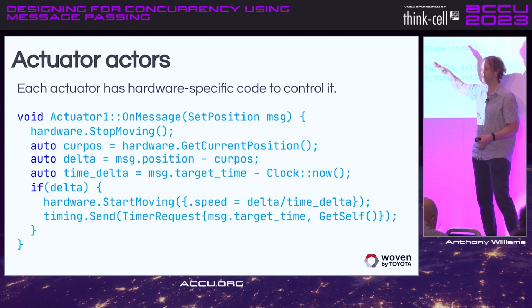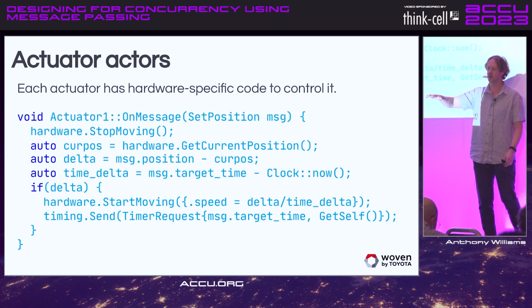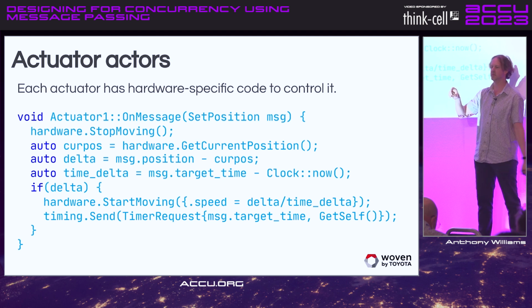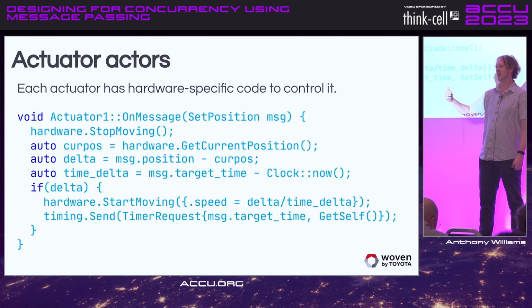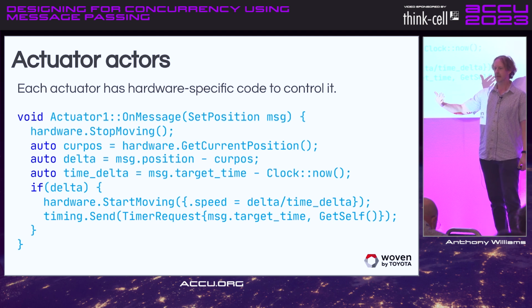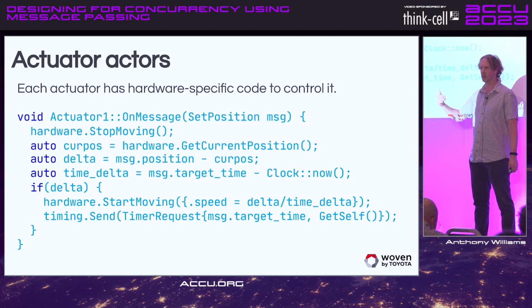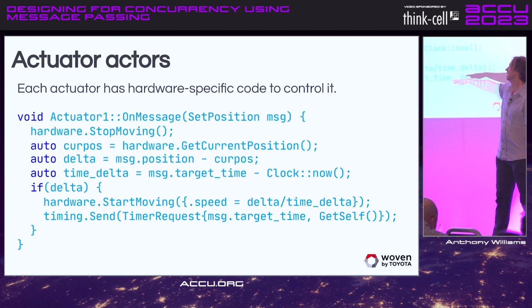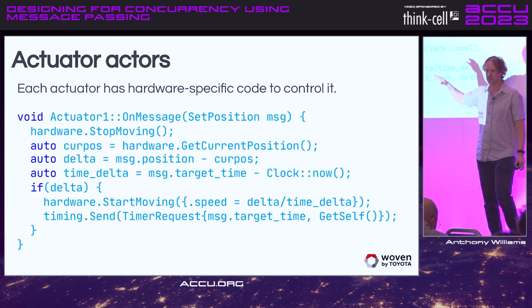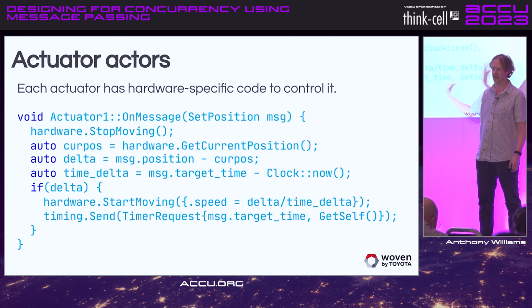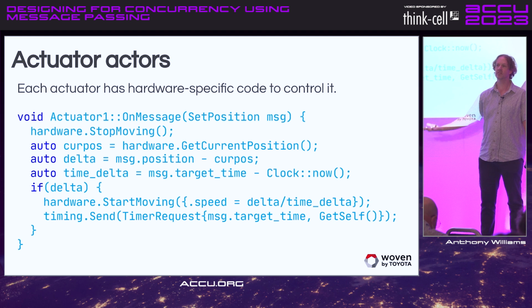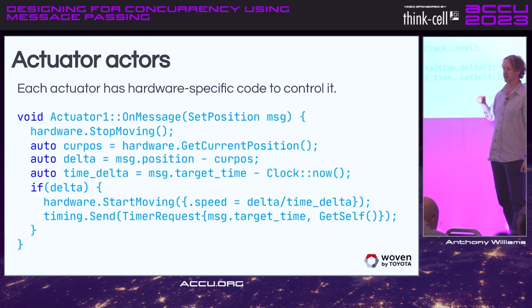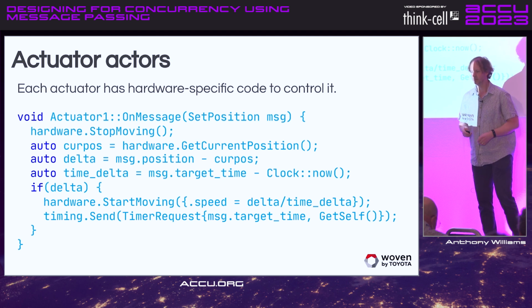Then you might say, okay, first we're going to stop moving. I mean, wherever you are at the moment, Mr. Robot, stop that motor in that position, work out where it currently is, how far it then needs to go, and therefore how fast it needs to go to get to its target position at the target time. And so then we start moving at the right speed. We send a timer request to the timer actor that's going to tell us when we've been moving for the right amount of time. And then our actuator code is going.